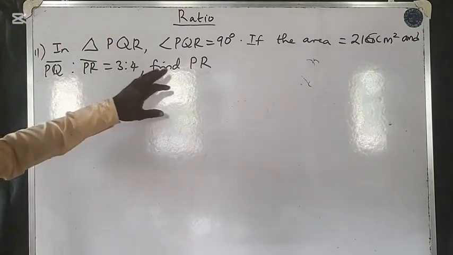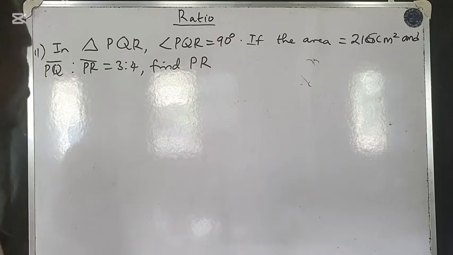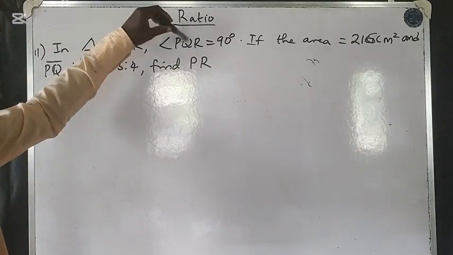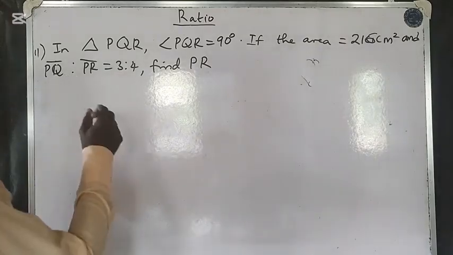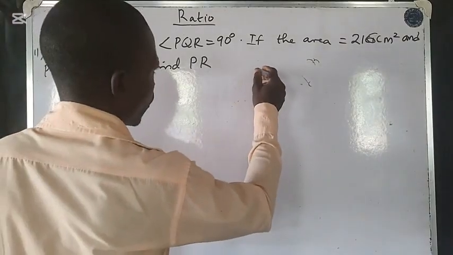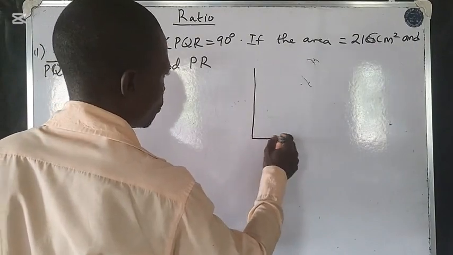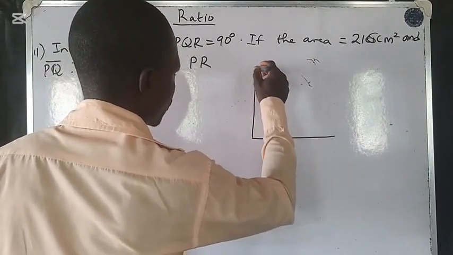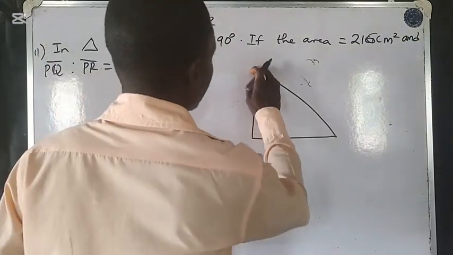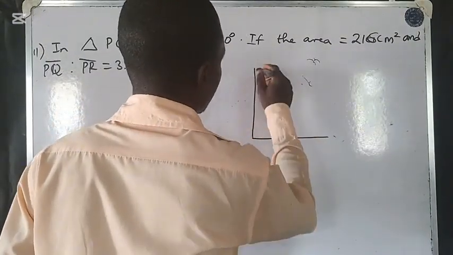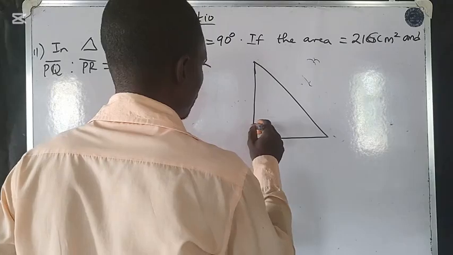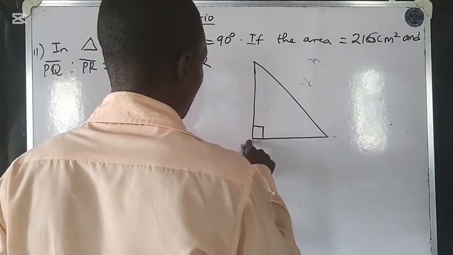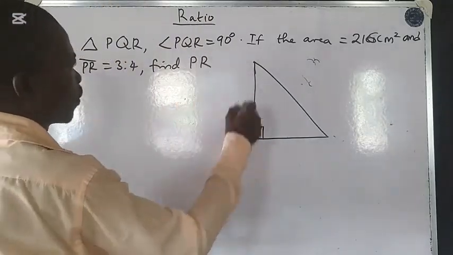ratio PR equals ratio 3:4. Find PR. So we're going to draw the triangle in such a way that angle Q will be 90 degrees. That means the triangle we are referring to is going to be a right angle triangle. Since one of the angles is 90 degrees, it's going to be a right angle triangle. So this is going to be our Q, PQR.